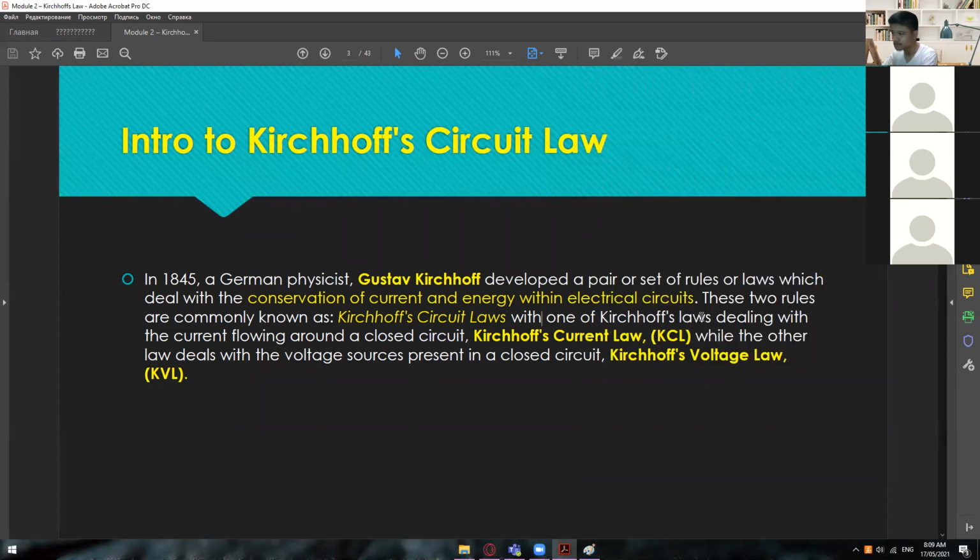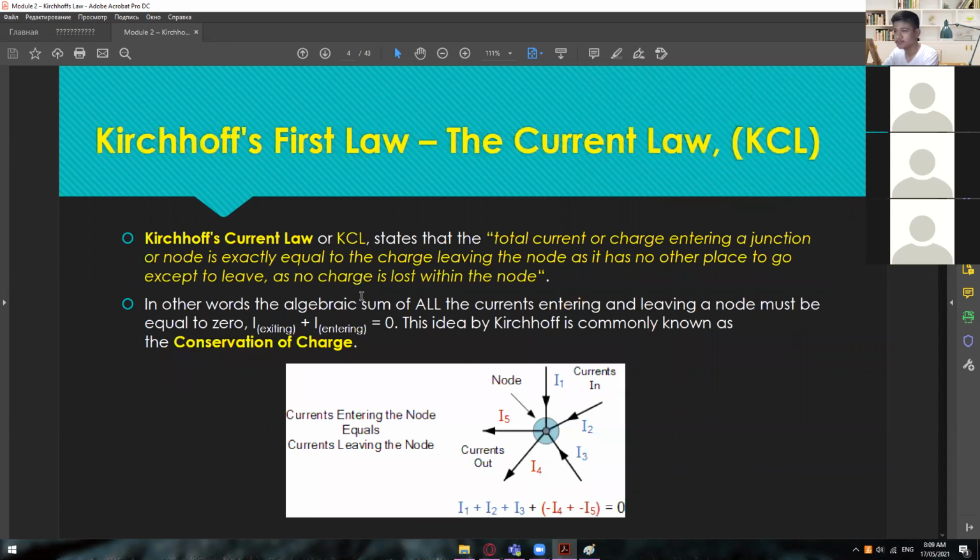Well, anyway, in here you have two rules: the Kirchhoff's current law and the Kirchhoff's voltage law. KCL is for the current and KVL is for the voltage. So let's talk first about the first law, the KCL. Kirchhoff's current law, or KCL, states that the total current or charge entering a junction or node is exactly equal to the charge leaving the node, as it has no other place to go except to leave, as no charge is lost within the node.